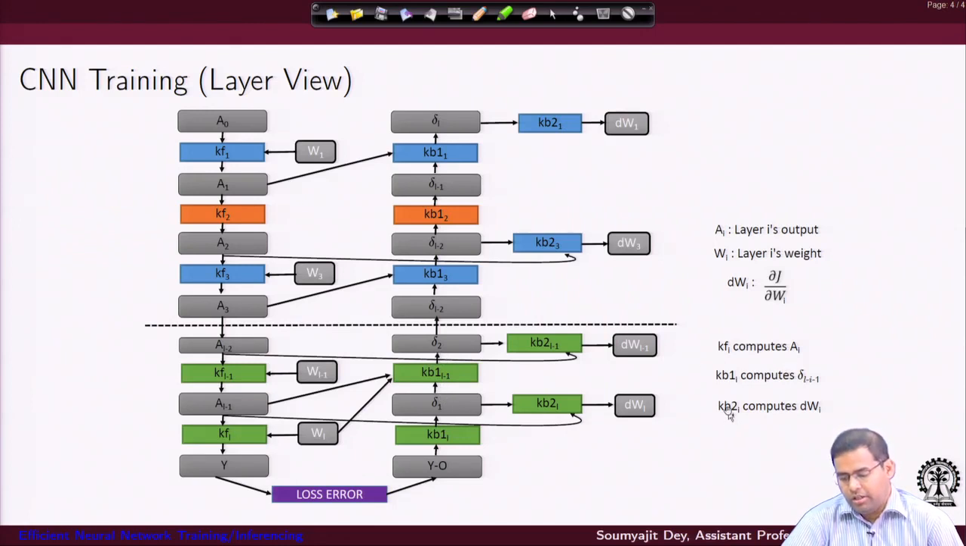And similarly, let us say k b 2 i is a different class of kernel which uses k b 1's outputs, that is the delta L minus i's, and also these A's to compute the overall loss, because if you remember the final loss is basically this image matrix transpose multiplied by the deltas, right. So, that is the final loss. That is why I need these additional kernels with dependencies coming from the A's, right.